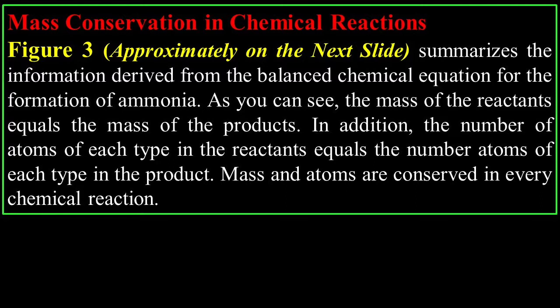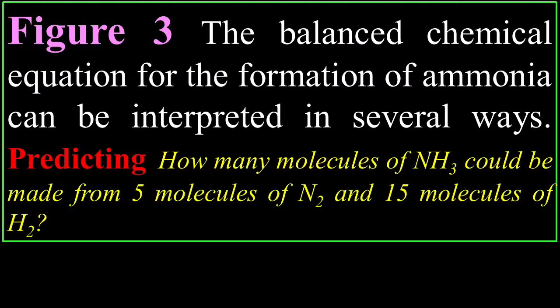As you can see, the mass of the reactants equals the mass of the products. In addition, the number of atoms of each type in the reactants equals the number of atoms of each type in the product. Mass and atoms are conserved in every chemical equation. And this is what I did earlier on. It's a very simple process. The book makes it into this very big, broad, vague, detailed kind of abstraction. It really isn't.